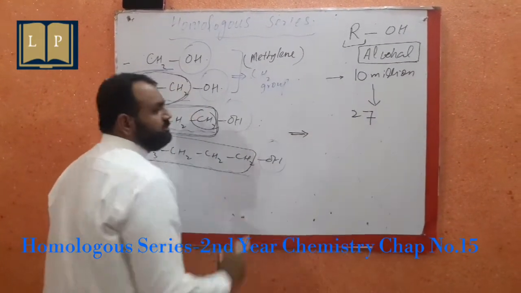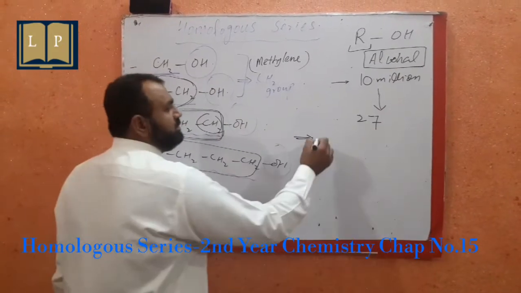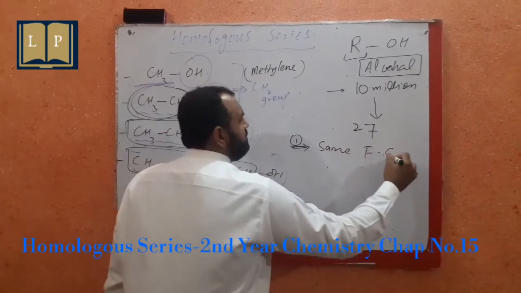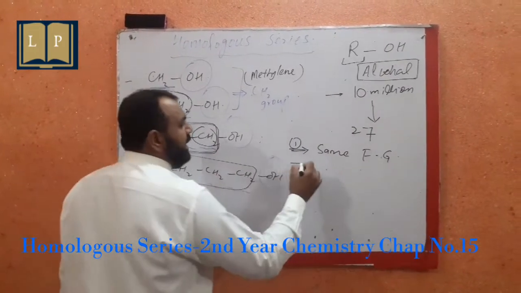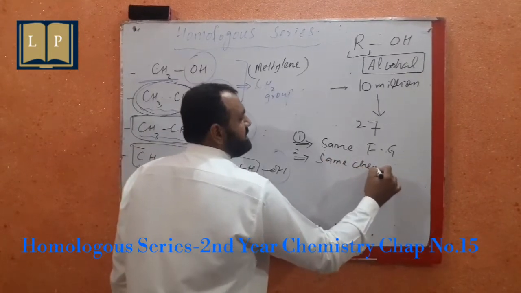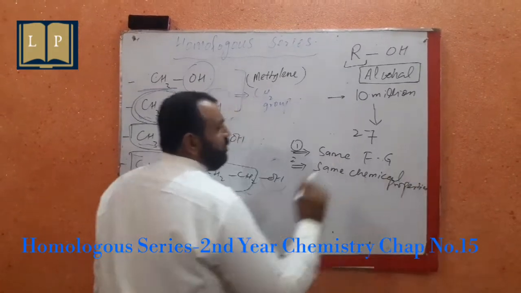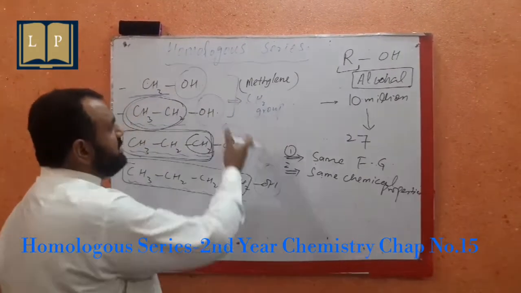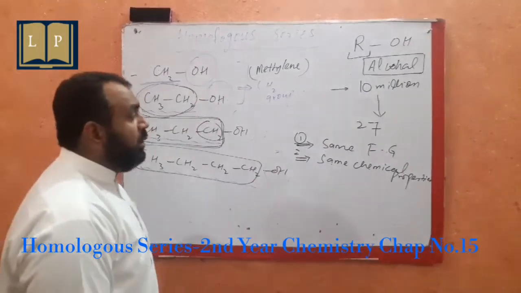The major benefits of arranging organic compounds into homologous series are: number one, they have the same functional group. Now look, when they have the same functional group, then number two, they have the same chemical properties. When the functional group is the same, then their chemical properties are the same. So we need not study the chemical properties of all these compounds again and again. But looking at the functional group, we can say that their chemical behavior will be alike.